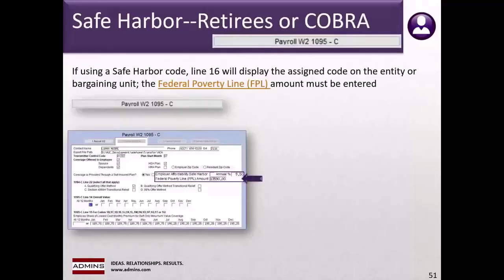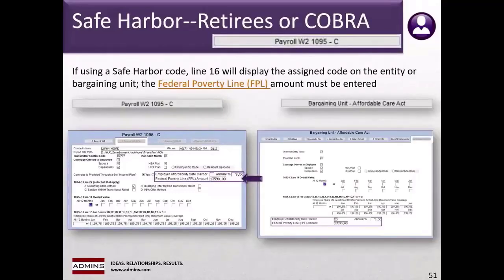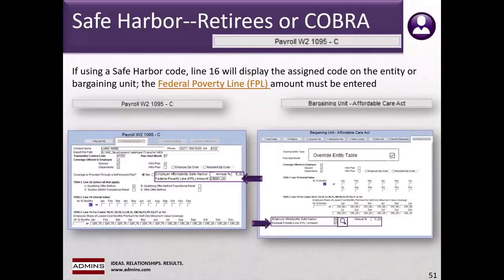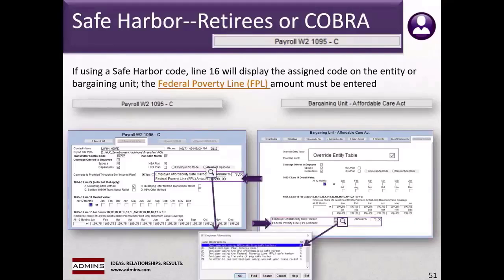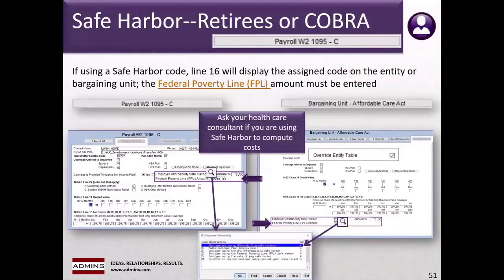If you fill in the 2G code for the safe harbor, the federal poverty line amount is required. The safe harbor code can be set on the entity table, or if the override entity box is checked, on the bargaining unit tables. The percentage is 9.5. The next slide has this year's dollar amounts. There's a lookup available to select the safe harbor code. Consult the IRS documentation and your healthcare advisor for safe harbor questions.